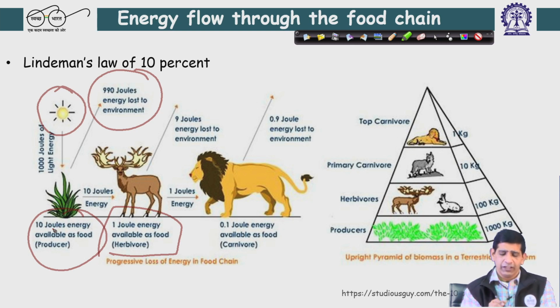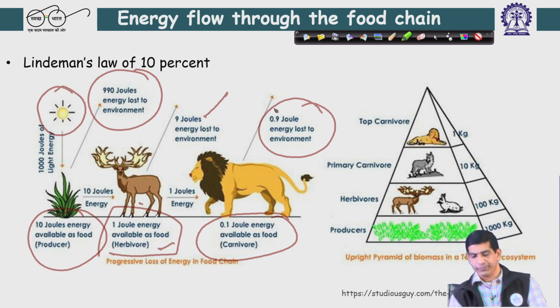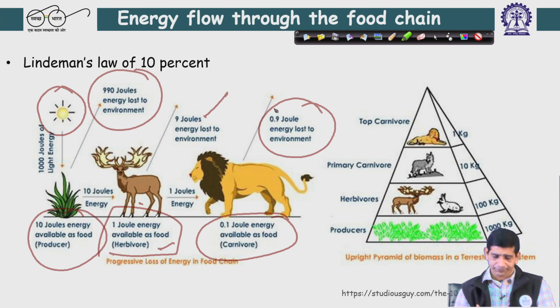Then out of 10 joules, only 1 joule is available as food for a herbivore, and 9 joules of energy is lost to the environment. Now, from 1 joule, 0.1 joule of energy is available as food for a lion, and 0.9 joules is lost to the environment. So at every level we are losing almost 90%, and we are able to conserve only 10%. That is called, in terms of energy flow, Lindeman's law of 10%.